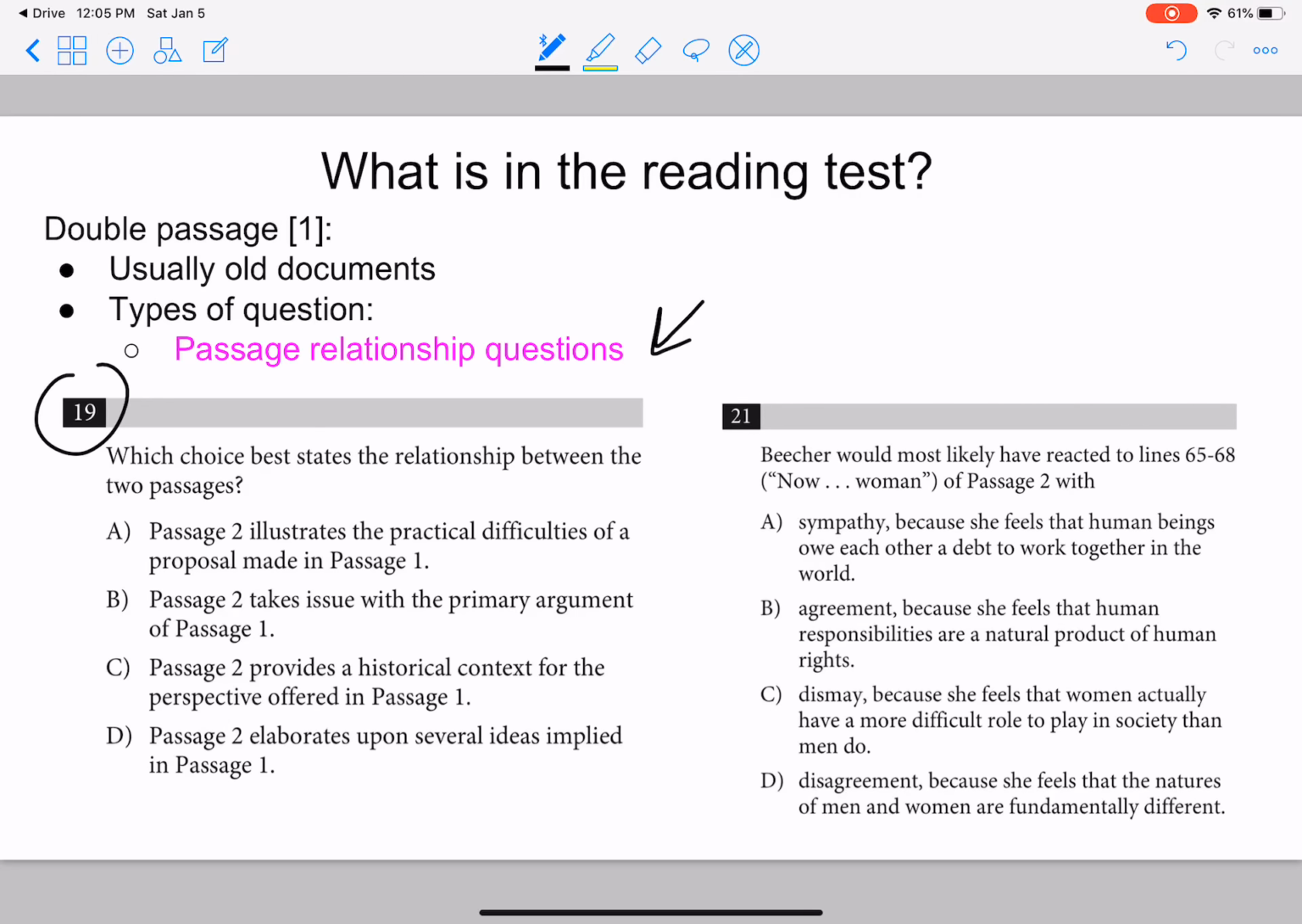Which choice best states the relationship between the two passages? So you can see it's just asking you what's the relationship between the passages. That's why I call them passage relationship questions. This one's also a passage relationship question: Beecher would most likely have reacted to lines 65 through 68 of passage 2 with. To answer these types of questions, you need to know, are both authors agreeing with each other? If they are, then they would have reacted similarly, right? If they're going against what the other one's saying, then they would have reacted with an opposite reaction, right? So that's what they're really trying to test you, just how the passages are related.